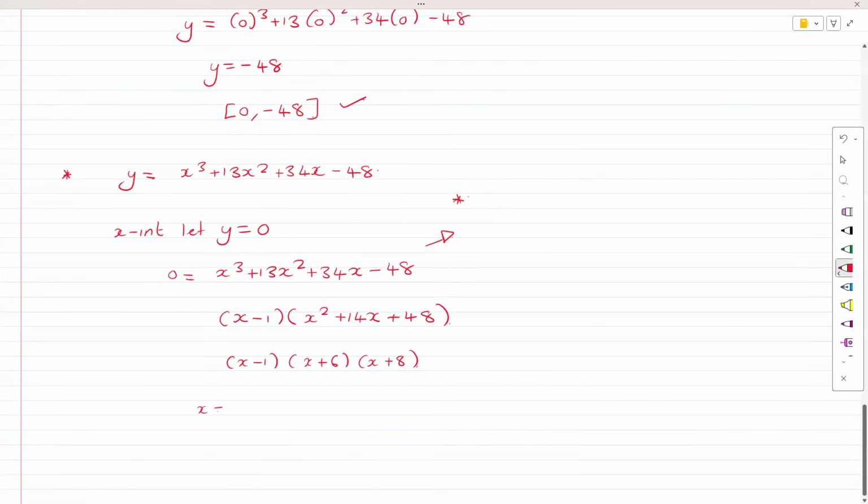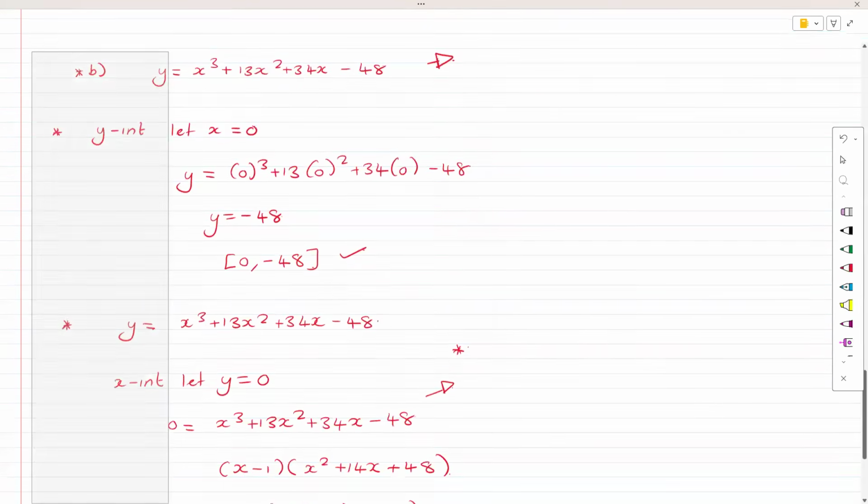This would be x equals 1, x equals minus 6, x equals minus 8. Again, these are not our x-intercepts. Our x-intercepts are 1 and 0, minus 6 and 0, and minus 8 and 0. So that's fine. That's two parts that I'm happy with. So we got 3 more points that we need to do, and we need to draw the graph.